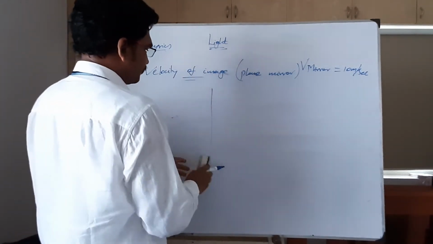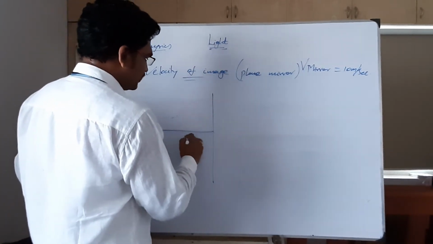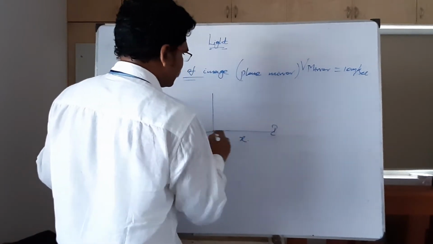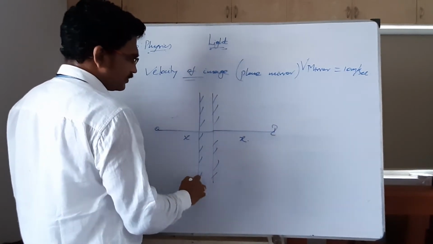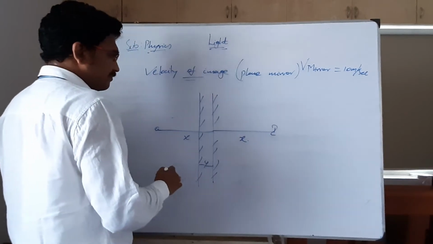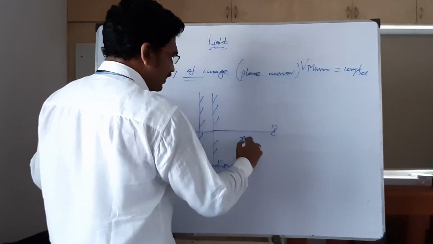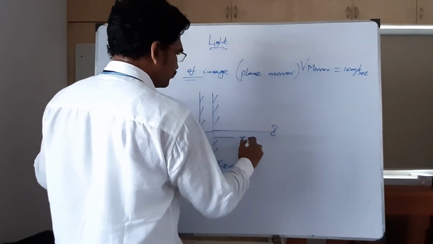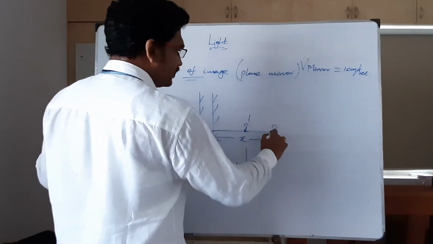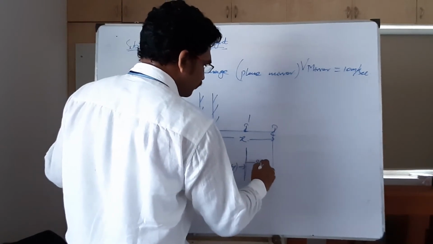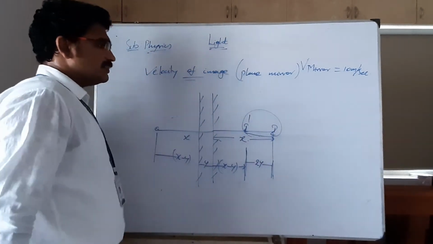So we have seen finally an object is here, it is at a distance x and image is at a distance x. Now the mirror is moved by y, then what is this one? x minus y. Here also it is x minus y, and we are going to get the new position of the image, that is I dash. Now what is the distance between I and I dash? It is nothing but 2y.